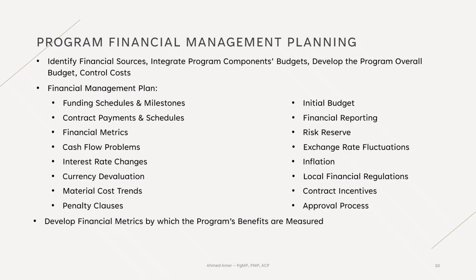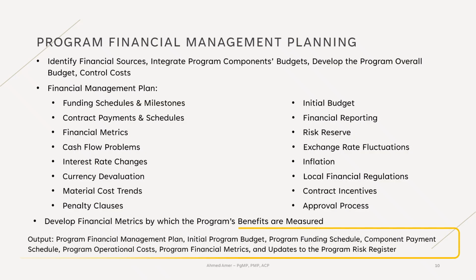Any program financial risks identified in the financial management plan should not sit in isolation. They need to be added to the program risk register, so they are tracked, monitored, and managed just like every other program risk. Having said that, the outcomes of this activity include the program financial management plan, initial program budget, program funding schedules, component payment schedules, program operational costs, program financial metrics, and inputs to the program risk register.